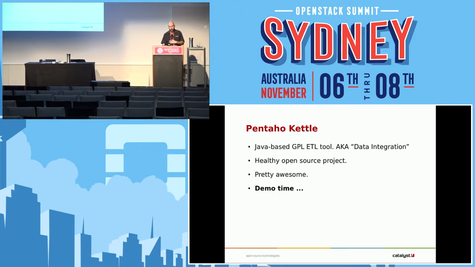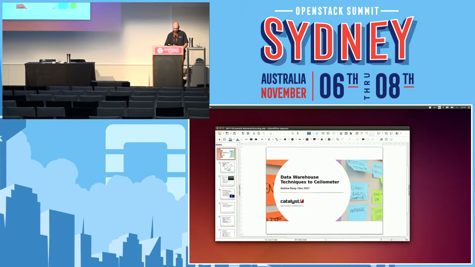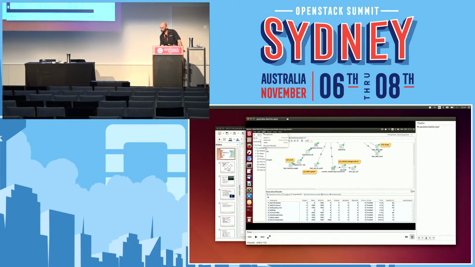But Pentaho Kettle is an open source project. It's written in Java. It allows you to define things visually, which is the idea, and you can do it without coding. Now I'm going to try and do a demo. So let's see if this works. Okay. So I'll talk you through this as we go.